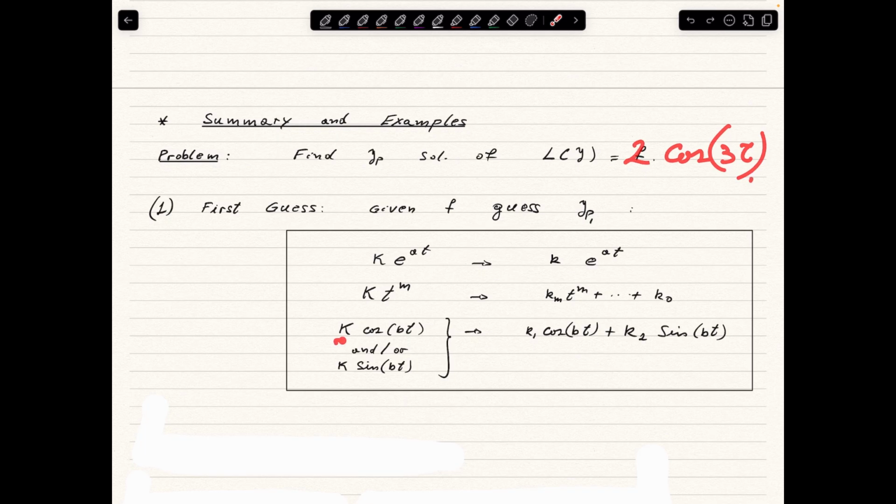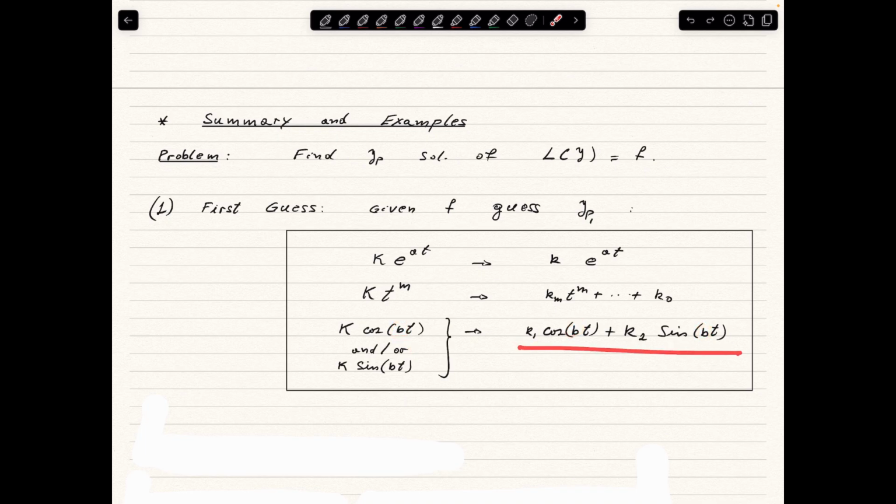Well, in that case, that should be something of this form. Well, b is 3, this is 2. Then we need to guess both cosine of 3t and sine of 3t with different coefficients, and find k1 and k2.